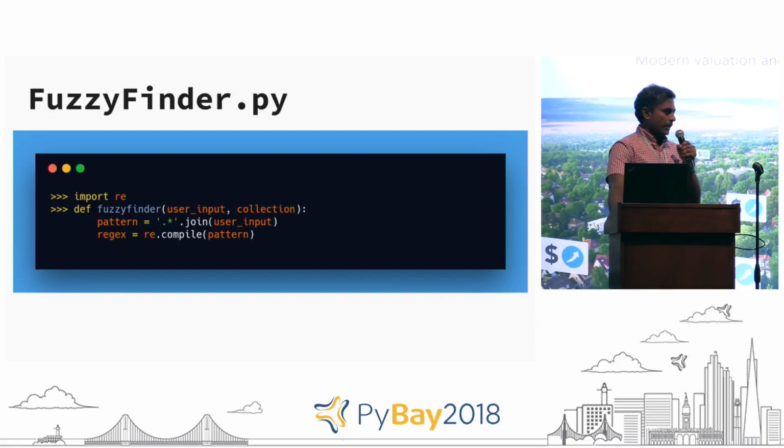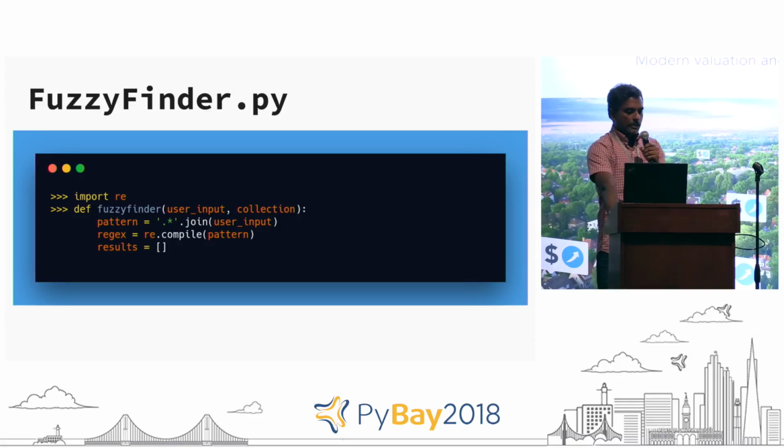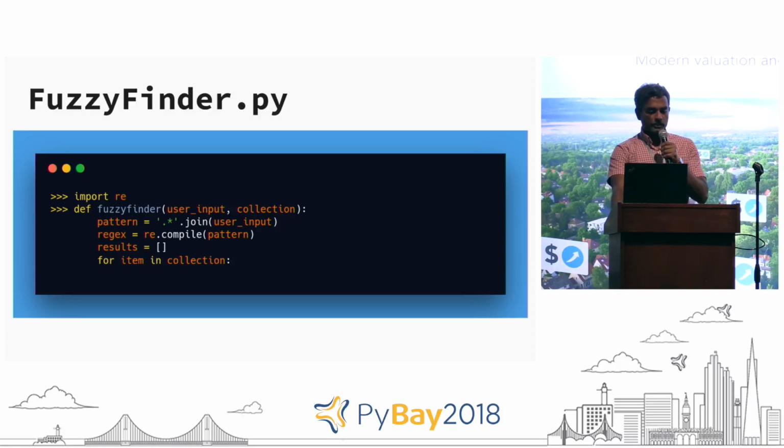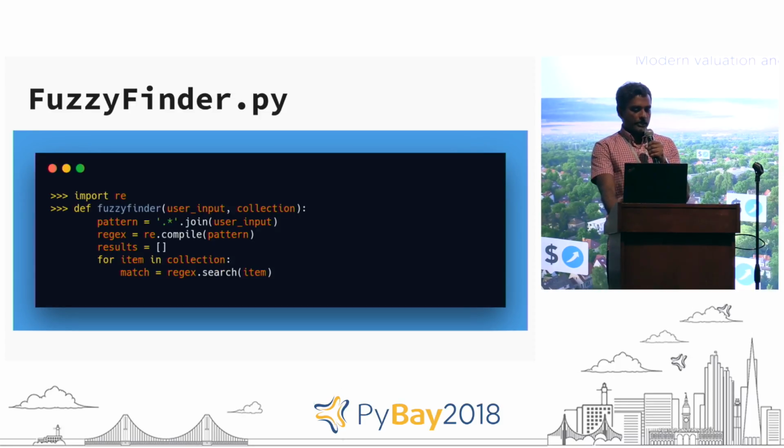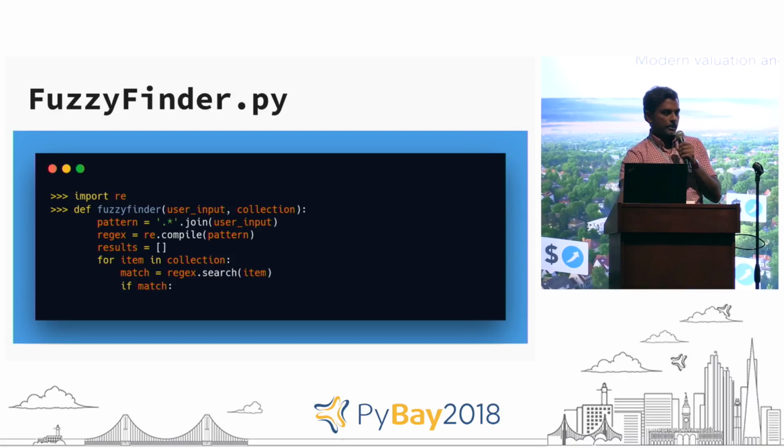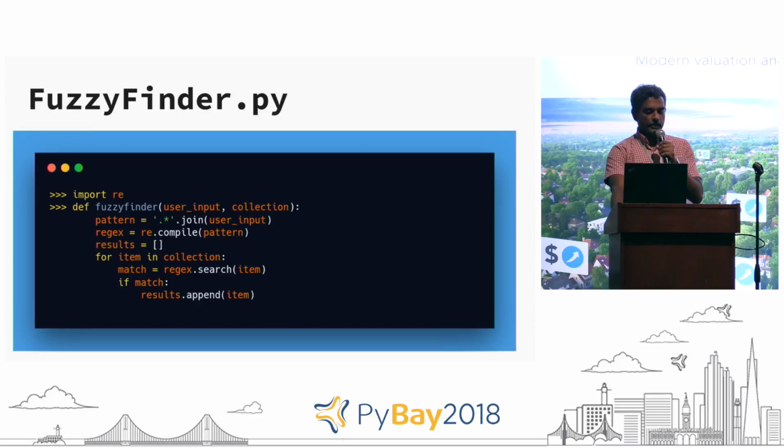Once I have that, I make a regular expression out of it, and then an empty list to hold the results that we're going to filter out of the collection. For each item in the collection, we apply the regular expression and see if it matches. If it matches, then it is a possible candidate, and we append that to the results, and then we return the results. That's all it takes to implement a fuzzy match, right?